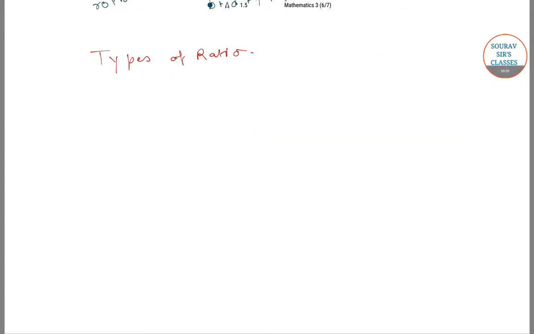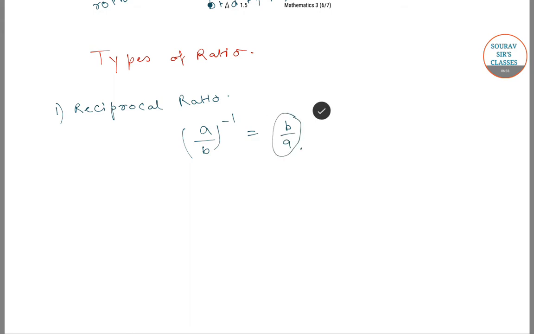Now, there are different types of ratios. The first is reciprocal ratio. Reciprocal ratio or inverse of a ratio is basically interchanging the position of antecedent and consequent. That is, reciprocal or inverse of A by B is B by A. Here, B by A is the reciprocal ratio of the ratio A by B. Now, if A by B is equals to C by D, then their reciprocal ratios are also equal.